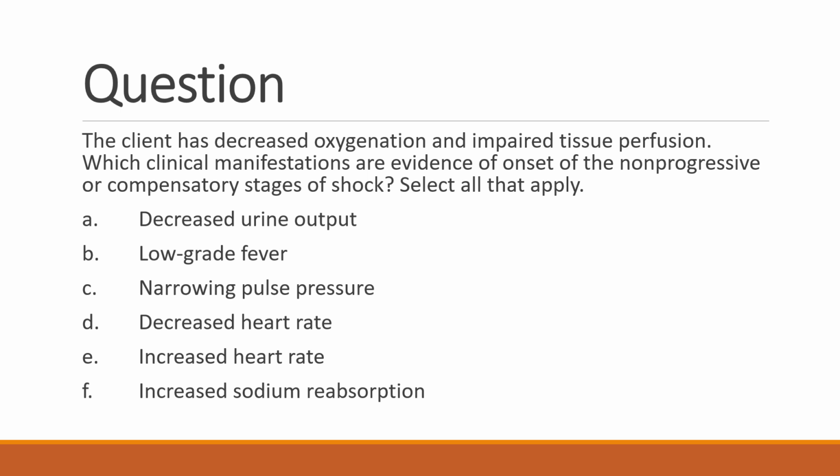So the client has decreased oxygenation and impaired tissue perfusion. Which clinical manifestations are evidence of onset of the non-progressive or compensatory stages of shock? Select all that apply. We have decreased urine output, low-grade fever, narrowing pulse pressure, decreased heart rate, increased sodium reabsorption. The correct answers: A, C, E, and F.